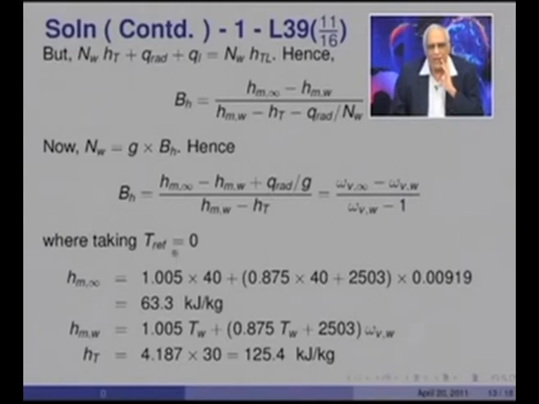So, if I now take T ref equal to 0, then Hm infinity would be 1.005 into 40 plus 0.875 into 40 plus 2503 into that omega_V infinity value, which is 63.3. I do not know the surface temperature of the lake, therefore, I just keep it as 1.005 TW plus 0.875 TW plus 2503 omega_VW, and HT will be simply 4.187 into 30, which is the temperature deep inside the lake, and that is 125.4.